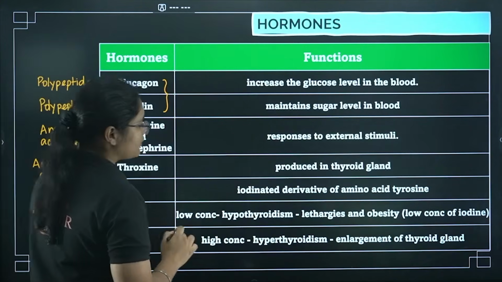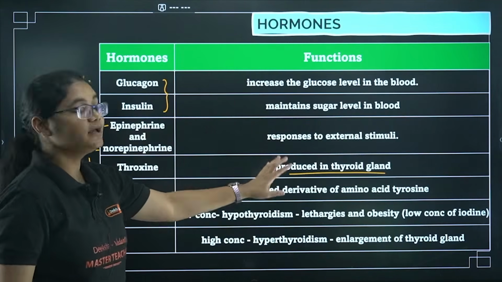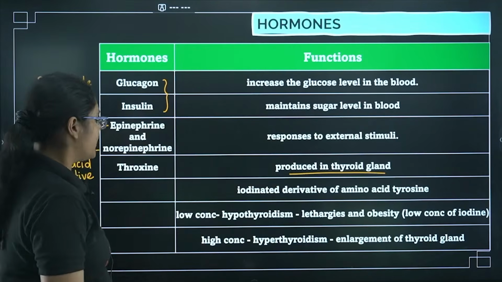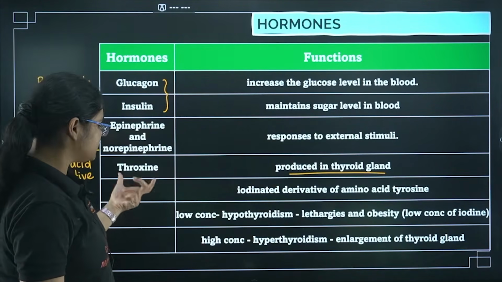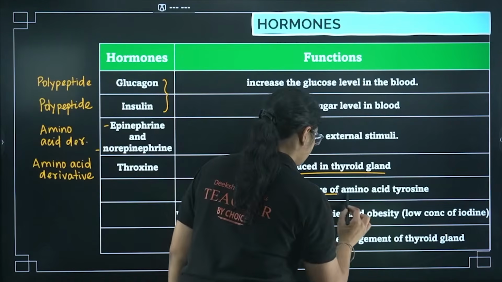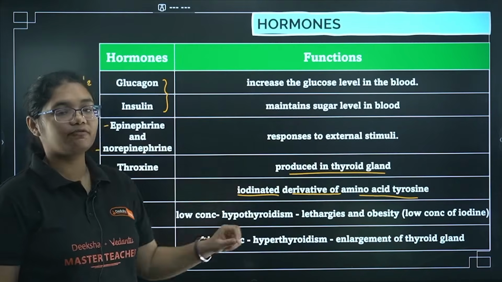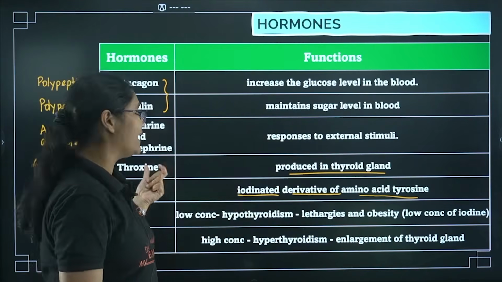Okay, now here what happens, they are produced in the thyroid glands. Next we'll talk about what this thyroxine is. This is also asked many times in questions. Thyroxine is the iodinated derivative of tyrosine. Tyrosine is an amino acid. So if one hydrogen is replaced with iodine, we get thyroxine.